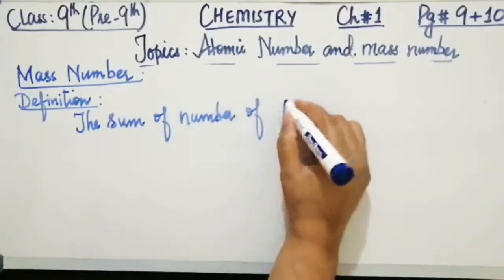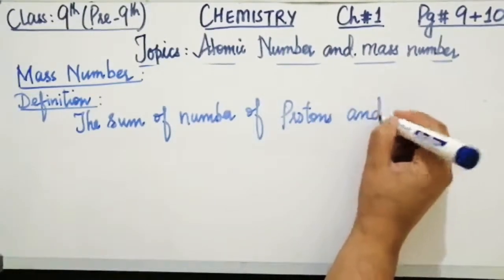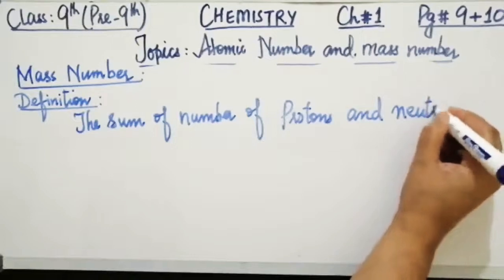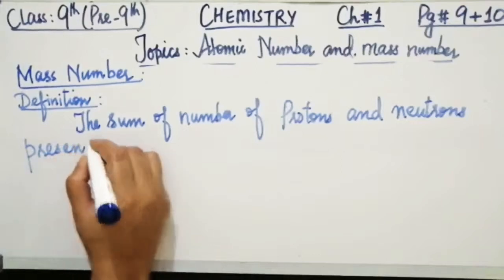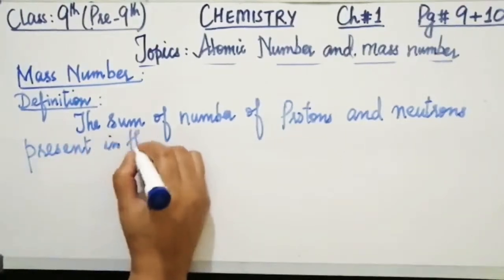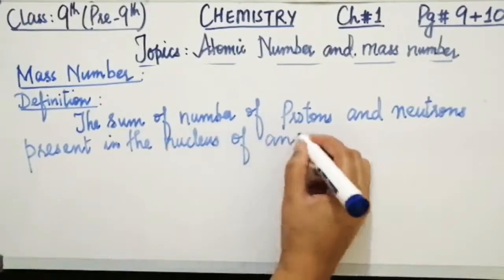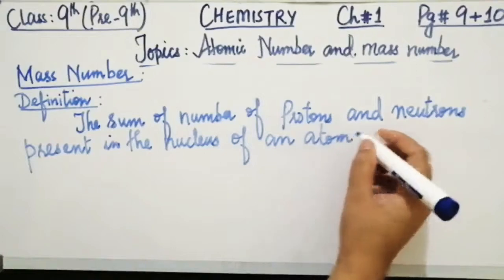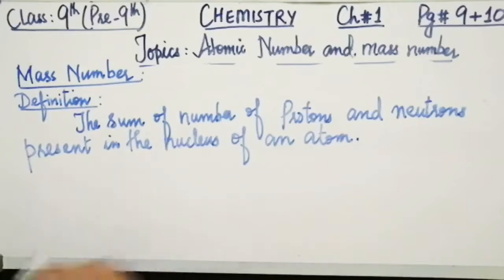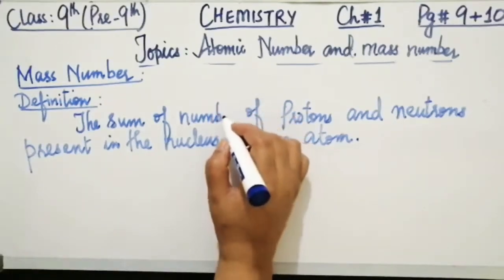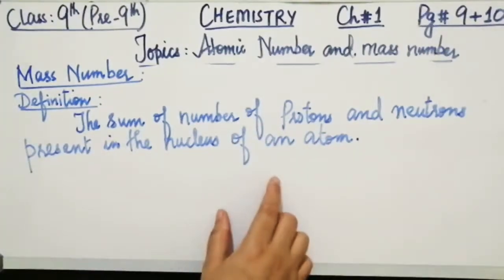protons, not only protons but this time neutrons will also be added. Neutrons present in the nucleus of an atom of that element. Present in the nucleus of an atom of any element, you can also write. So what is mass number? I am repeating once again. The sum of the number of protons and neutrons present in the nucleus of an atom.